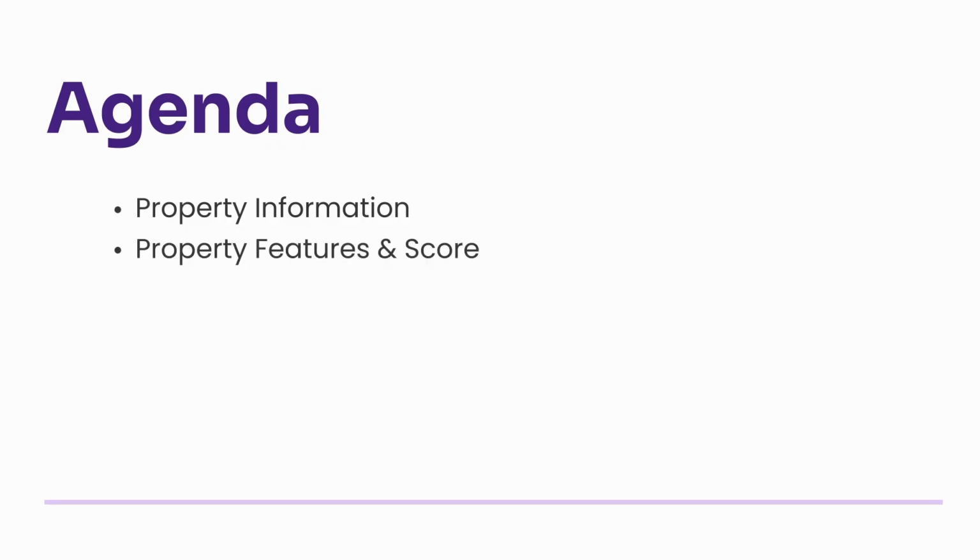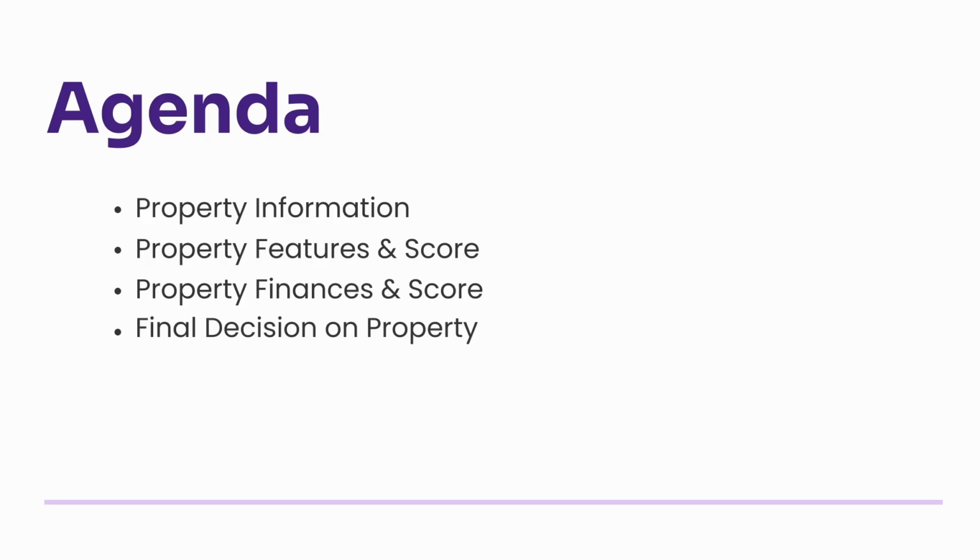Let's go over our agenda for today. First, we're going to fill out all the property information. Then we are going to score the property features. After that, we'll take a look at the finances and score those as well. This is going to give us our summary of scores board that is going to help you make a final decision on this property. And as a little bonus, you also have a real estate tour checklist that we'll briefly go over that you can take with you anytime that you go tour a property in person.